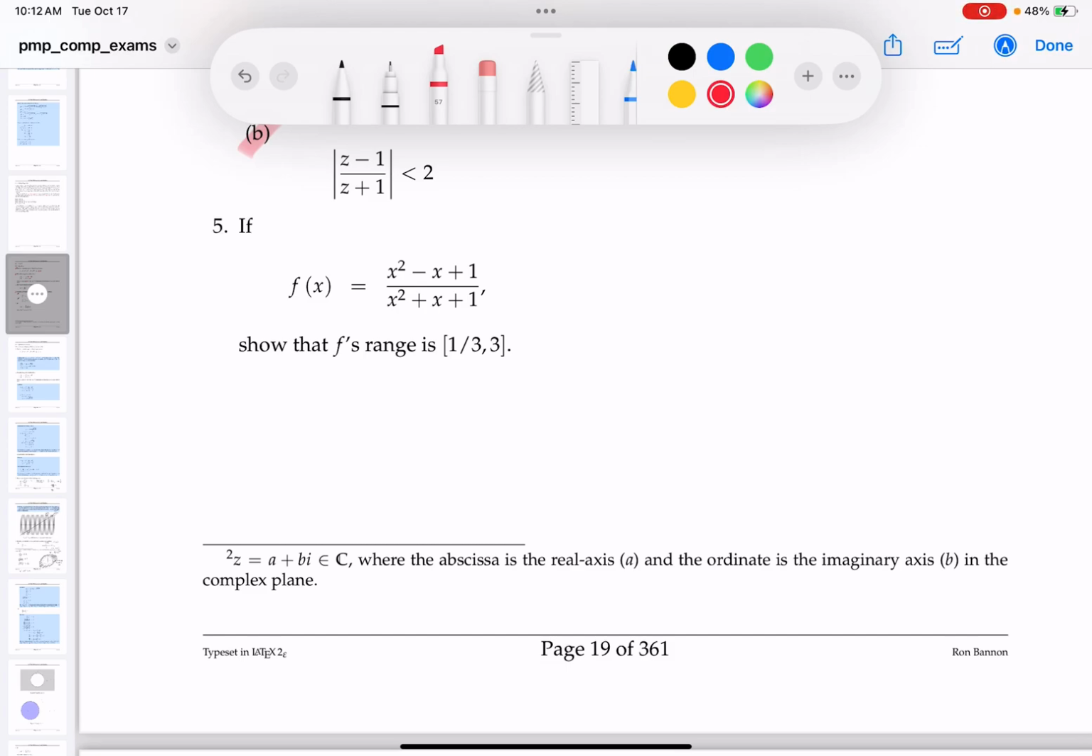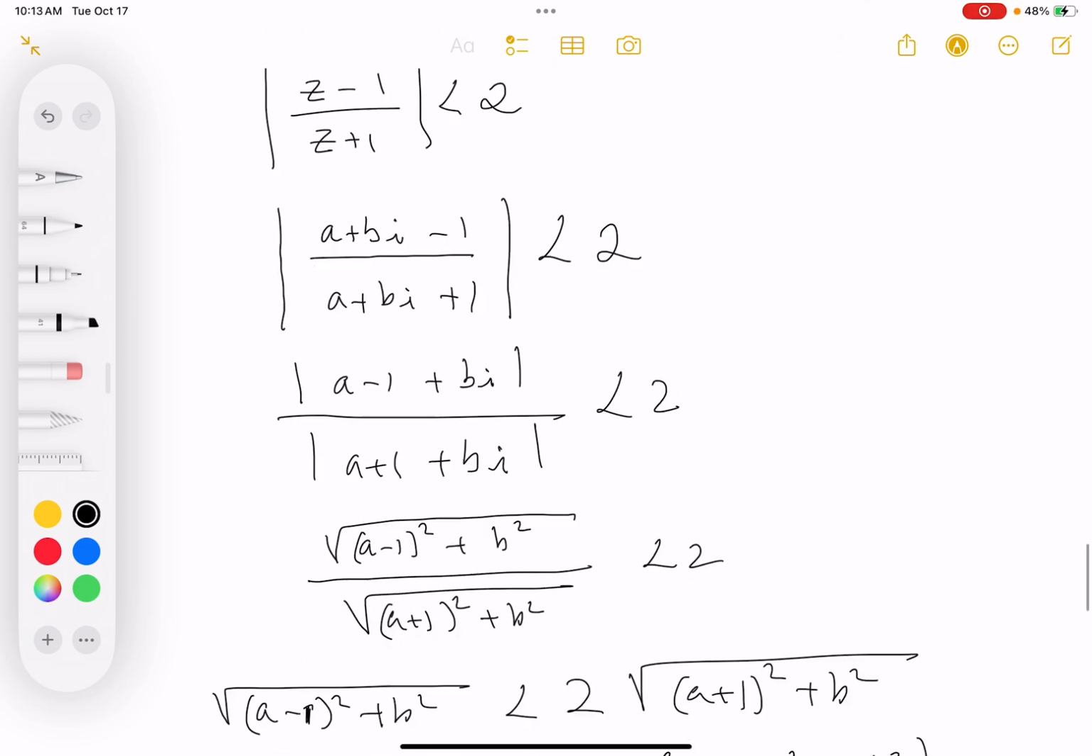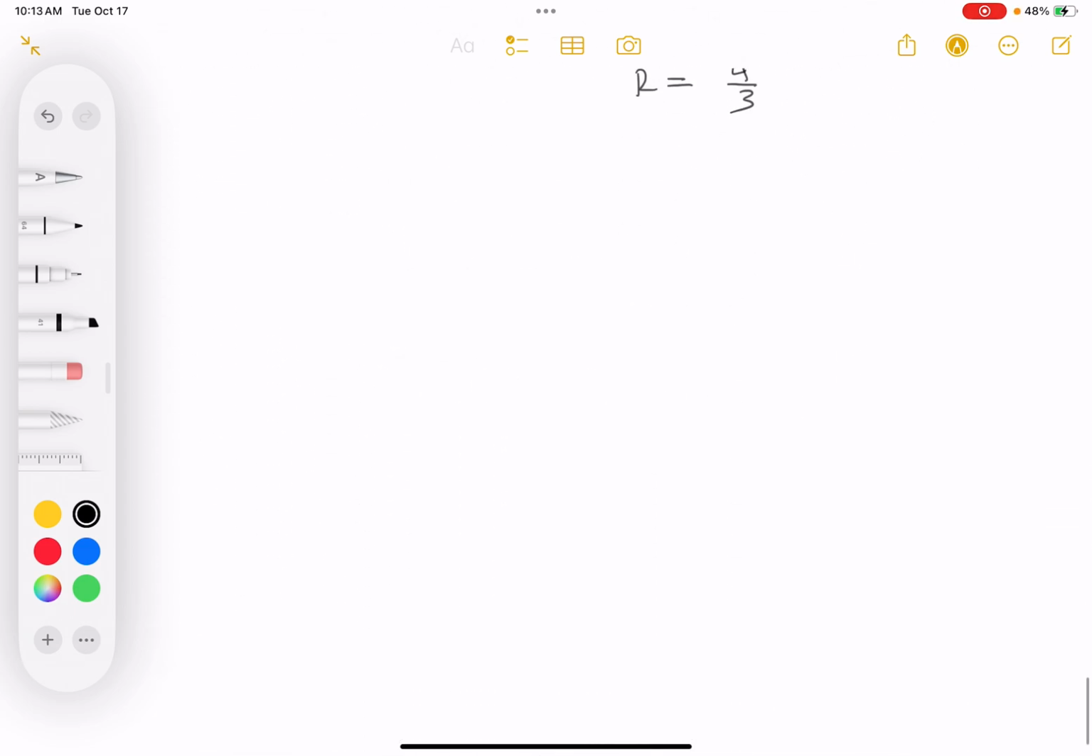Okay, for number 5, I'm going to go to the whiteboard again, and then we'll walk through the problem. It shows the ranges between 1/3 and 3, all right? So let me just see if I can go to the whiteboard, and let me just get a pen out, all right?